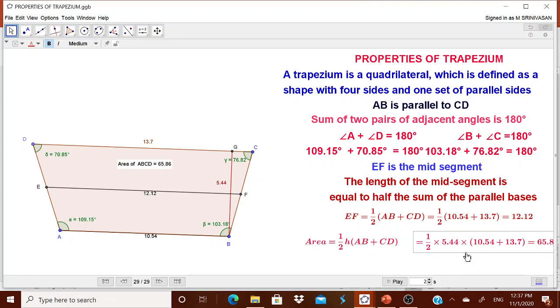These are two important properties of a trapezium: the sum of the two pairs of adjacent angles is 180 degrees, and the speciality of the mid segment. Okay, let us try to design this dynamic worksheet from scratch.